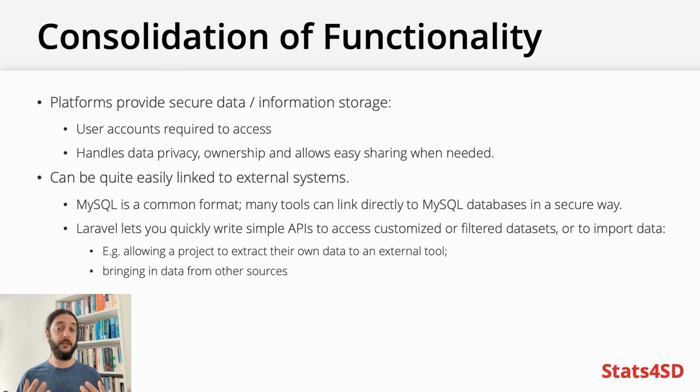You may also notice that many of the functions of these platforms are similar, and this is very deliberate. For example, the platforms allow management of access to data and information via user accounts and team memberships or user roles, which ensures data privacy and ownership issues are addressed, and allows easy sharing of data and resources when needed. These platforms can also be linked to external systems, either via direct database access or through a custom-built API, for example, to bring data together from different sources. And Laravel lets you quickly write simple APIs for this purpose.